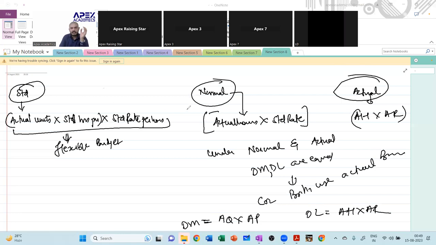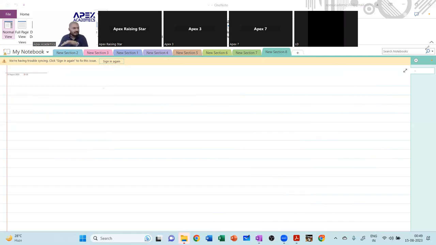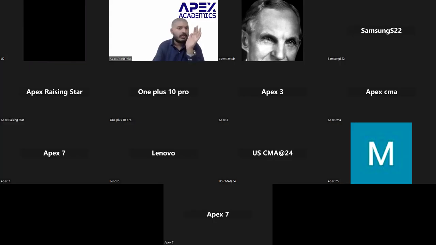For overheads, I have written it over here. Actual hours multiplied by standard rate. This is for your overheads. This was the first thing that you did. Second thing that you did was absorption versus marginal. And the third thing that you did as a question was a few theory aspects in this chapter. That is what we have covered today.